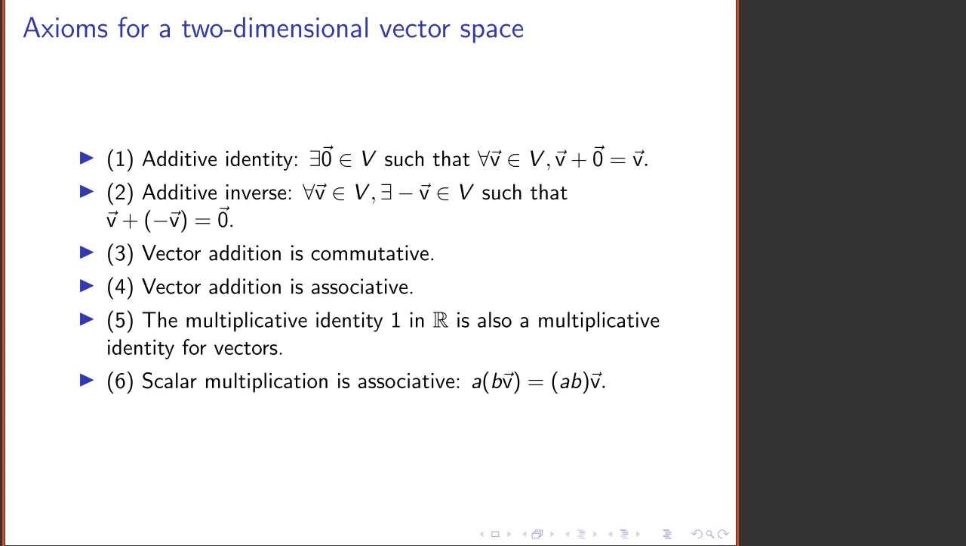Next, we have another associative law for scalar multiplication. If we take a vector, multiply it by b, and then multiply the result by a, we get the same answer as if we had first multiplied a and b together and then used their product to multiply v. Well, we've got another page of axioms. Here they are.